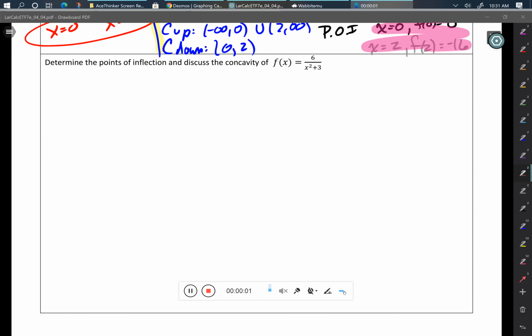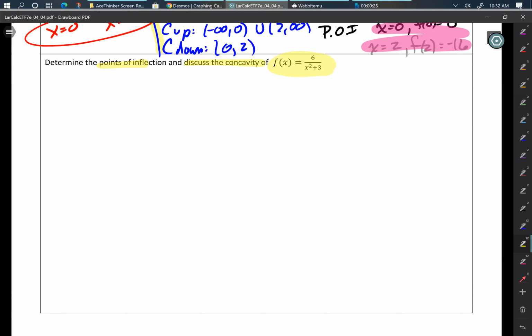Welcome back to part 2 of section 4.4. We're going to have another example of pretty much the exact same thing we just did. We're going to find points of inflection to discuss the concavity of this mess. Okay? So we have a graph, we have a function, and we want to find out where is this thing concave upward, where is this thing concave downward, and does it have any points of inflection?